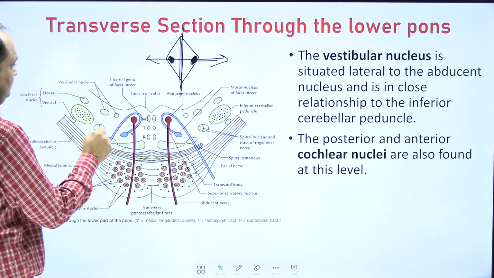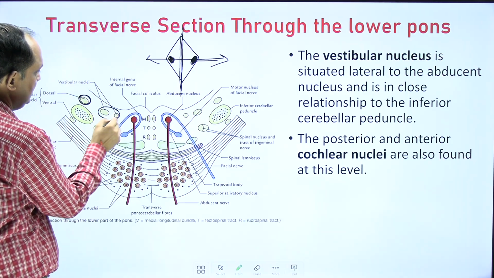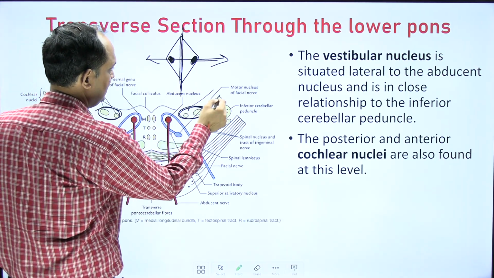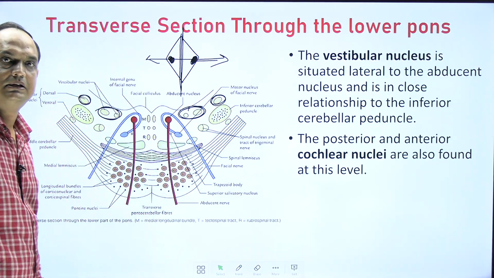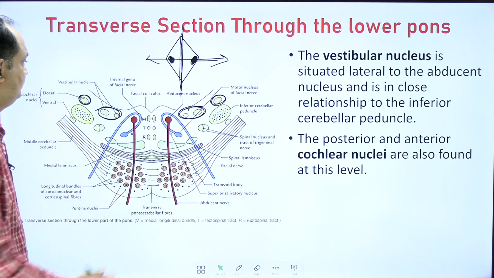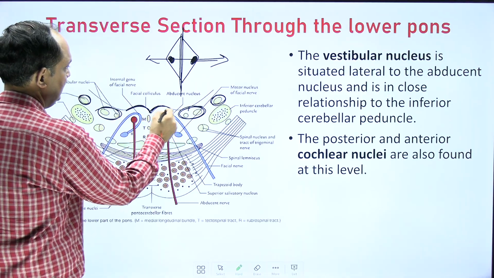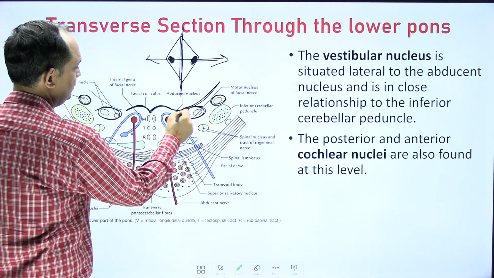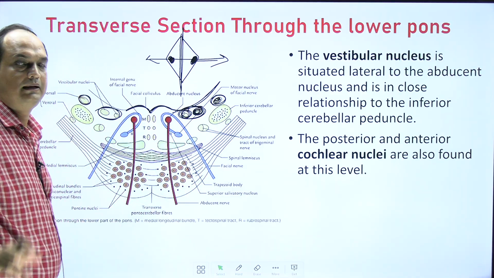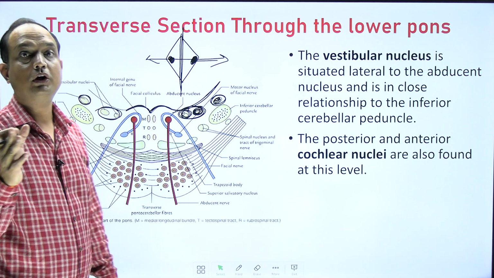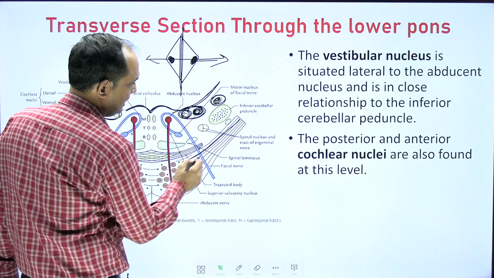So, in this section, you are having the cochlear nuclei here and vestibular nuclei here. You have to keep in mind that the vestibulocochlear areas are most laterally placed in the floor of the fourth ventricle. So, when you are drawing the floor, first in the midline, you have to draw the facial colliculus, and lateral to that you have to draw the vestibular nuclei, and lateral to that the cochlear nuclei. Clear?